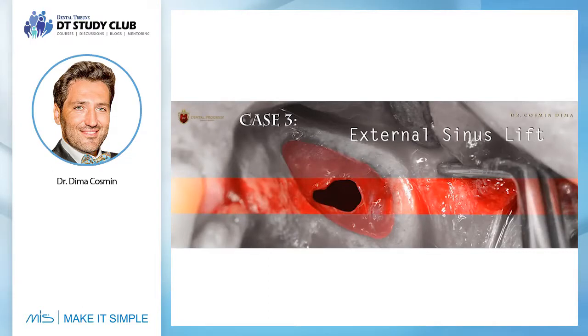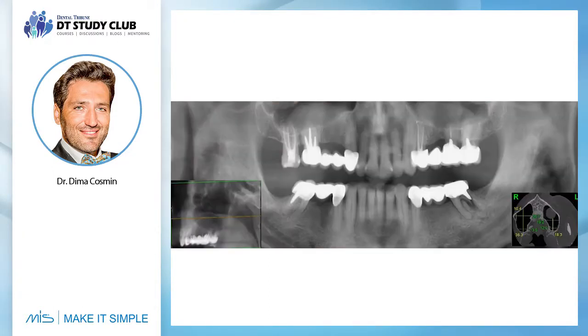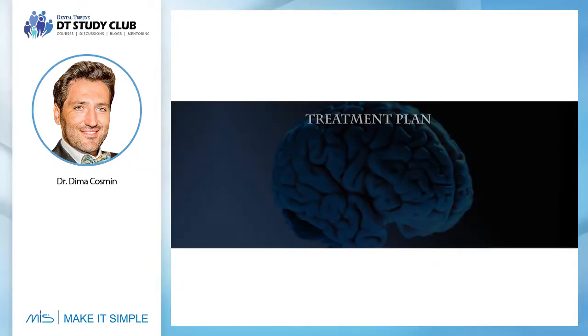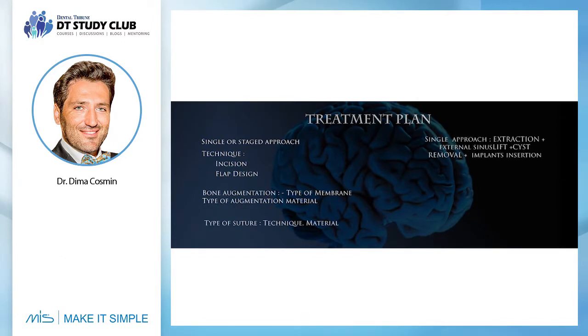The next case is even more complex, and we start like this. We can notice on this X-ray a cyst on the left sinus. You can notice it in the right corner on the CBCT. So, of course, we start with a treatment plan, and every time we have to start with a treatment plan before every stage we are going to do. So the same questions, but some different answers.